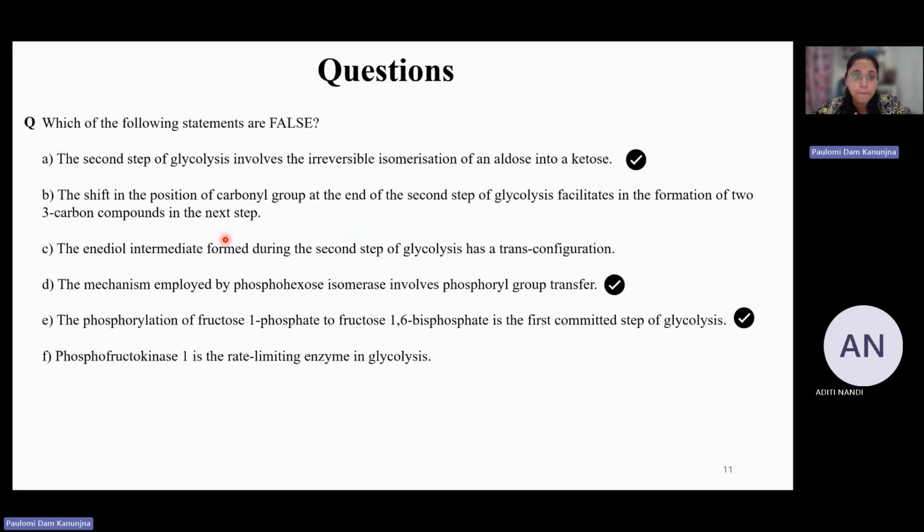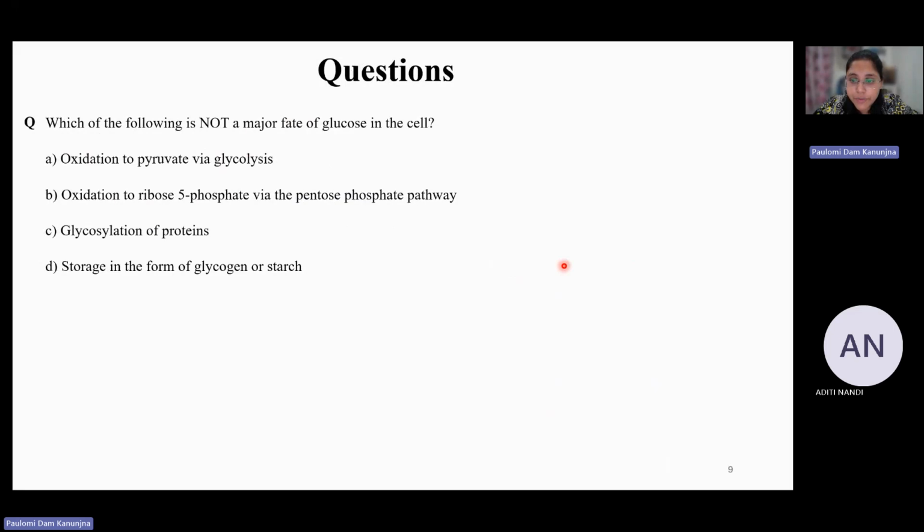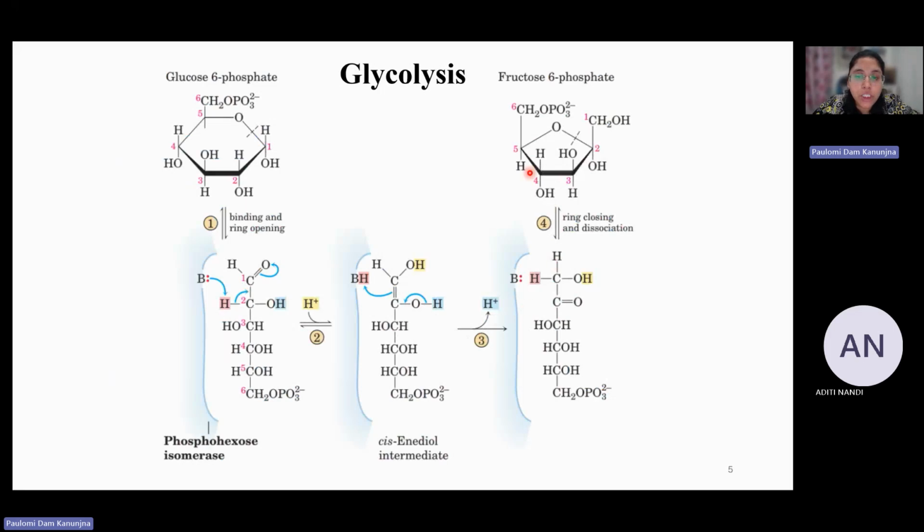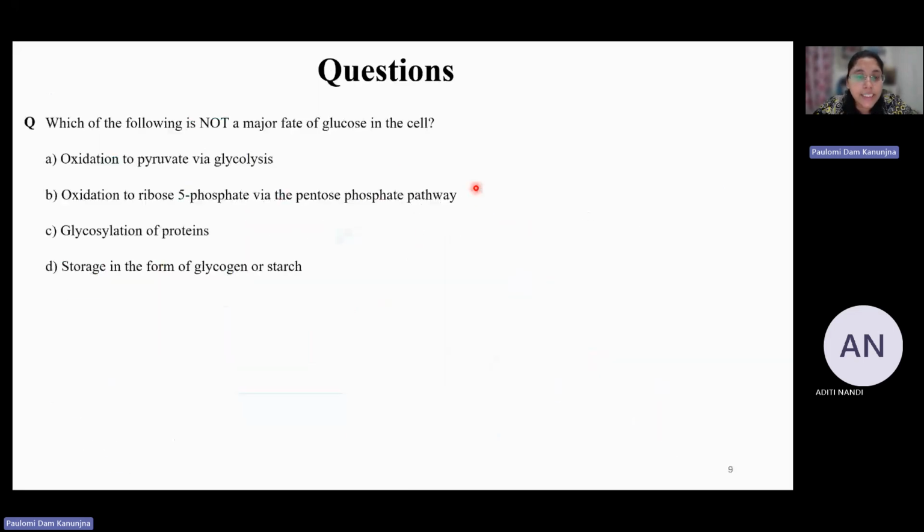How does the carbonyl group transfer from C1 to C2, and that leads to the formation of fructose 6 phosphate from glucose 6 phosphate. That's correct. Third, again, we have looked into how an enediol intermediate is formed. Fourth, the mechanism employed by phosphohexose isomerase involves phosphoryl group transfer. If it is an isomerase, it does not involve a group transfer. There is no phosphoryl transfer here. Where did we see the isomerase? We saw it here. And here there was no phosphoryl group involved. So that's why this is incorrect.